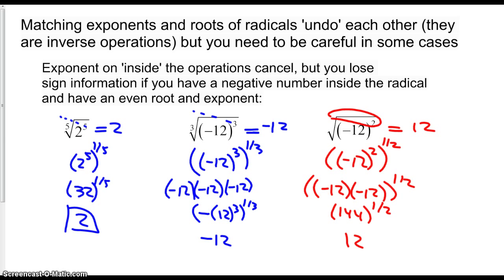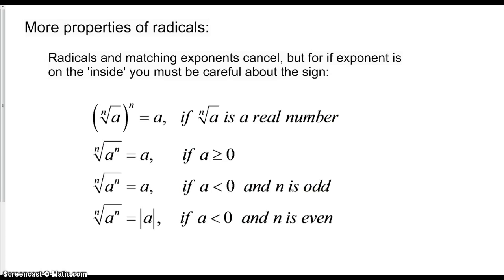So to keep it straight, here's a table that shows this property written out. It says this: if you have the nth root of a to the n power, in other words, the exponent is on the outside, that will always just leave the a. In other words, the n and the nth root cancel, as long as a is a real number, okay? If you have the nth root of a to the n, and this exponent is on the inside, that will also equal a as long as a is positive. If a is positive, there's no negative to lose, so that effectively cancels out, which is good.